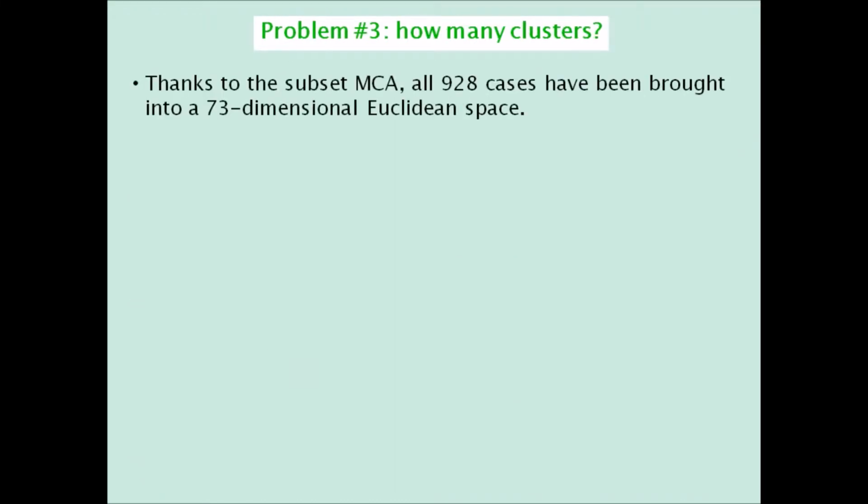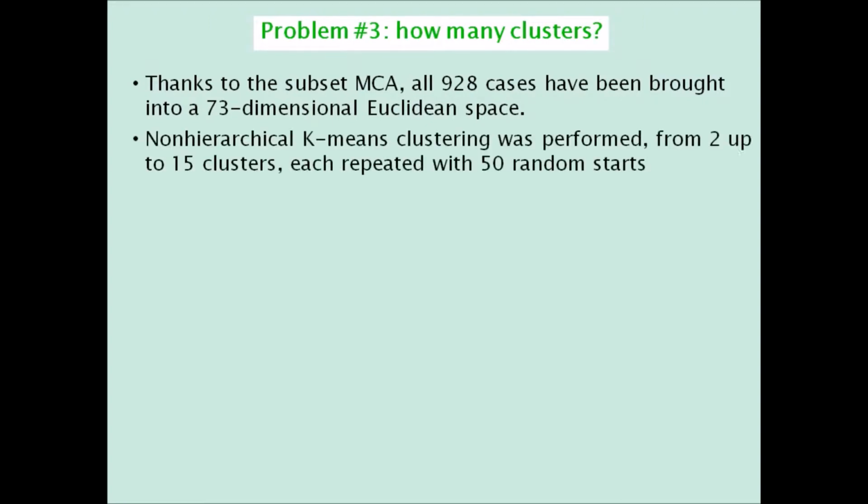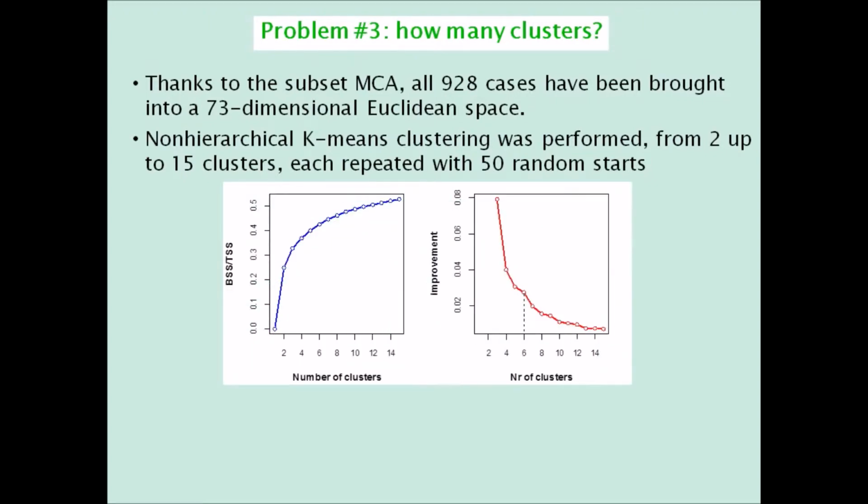With the 928 cases now being brought into a 73-dimensional Euclidean space, that is, with all the categorical data effectively quantified, non-hierarchical k-means clustering can proceed. A series of solutions was tried from 2 up to 15 clusters, each time with 50 random starts.